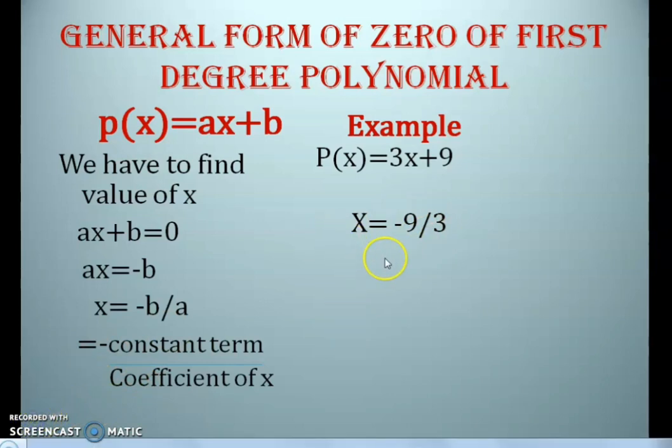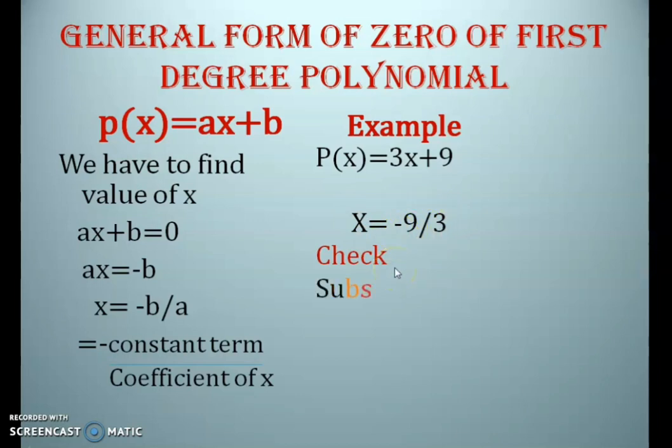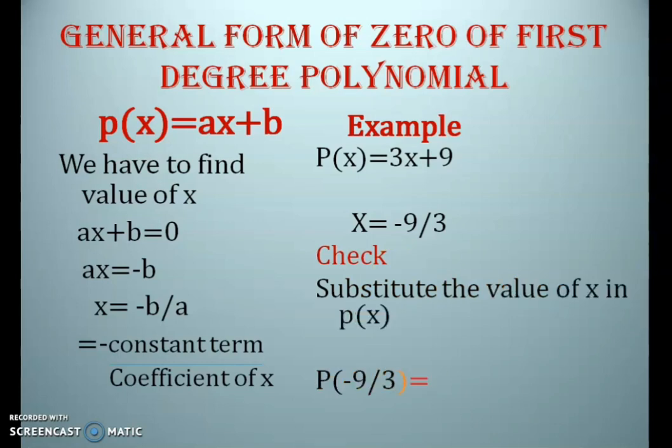Let us check our answer now. Substitute x equal to minus 9 by 3 in p of x. So, we'll get p of minus 9 by 3 equal to 3 into minus 9 by 3, plus 9. The 3 and 3 get cancelled out and we get minus 9 plus 9, which is equal to 0.